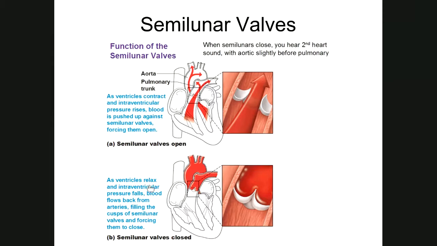As ventricles relax and interventricular pressure falls, blood flows back from the arteries, that's the aorta and the pulmonary trunk, filling the cusps, these little cusps. Remember I told you there's 3 little cup-like structures, so they're a cusp of the semilunar valves, forcing them to close, and so they slam shut. And I have a little picture I drew on the next slide.